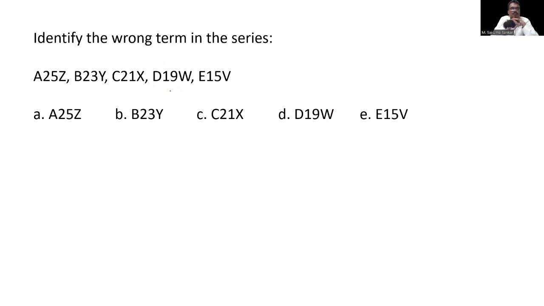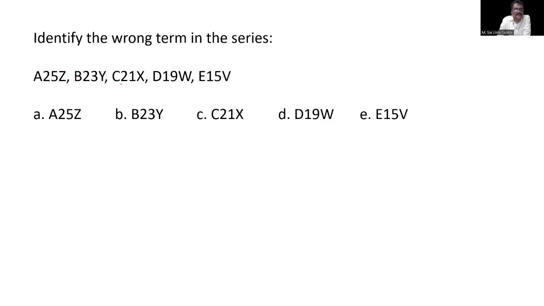Next, identify the wrong term in the series. A, B, C, D, E. Okay. V, W, X, Y, Z. That is also okay. 25, 23, 21, 19, 15. That is important. Okay. The difference between 1 and 26, that is called 25.